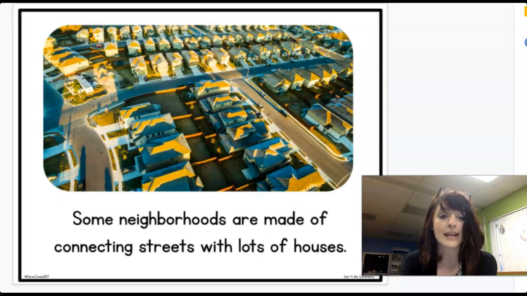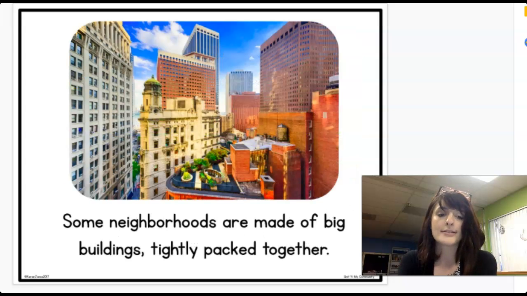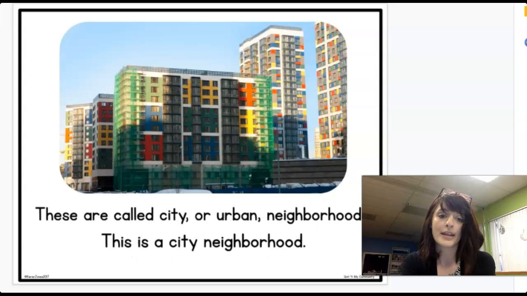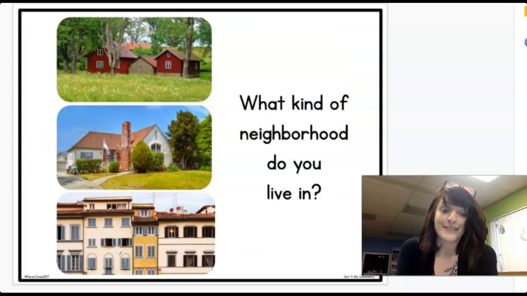Some neighborhoods are made of connecting streets with lots of houses. This is probably a little more similar to what you might live in, or if you drive down the streets near our school. These are called suburban neighborhoods. This is a suburban neighborhood. And a suburb is the area around the city, but not inside the city. Some neighborhoods are made of big buildings tightly packed together. These are called city or urban neighborhoods. This is a city neighborhood. What kind of neighborhood do you live in?